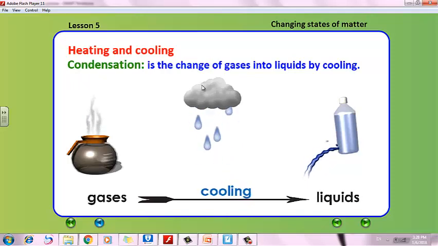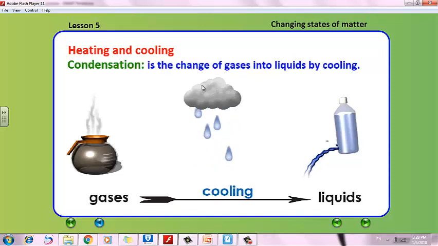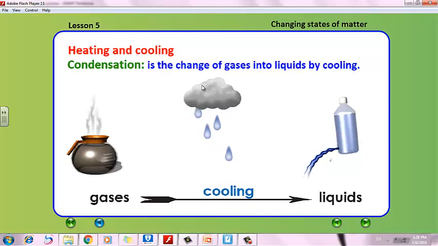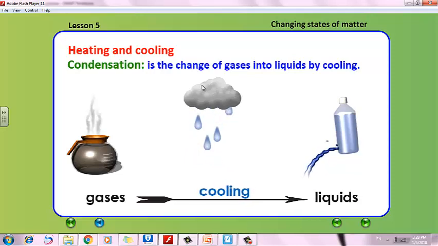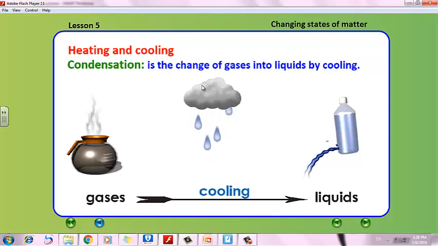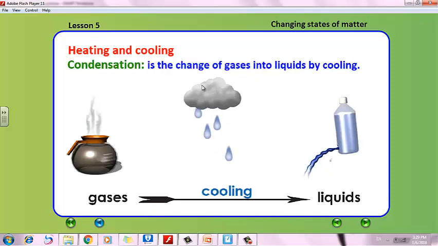We notice this process in our daily life while taking a shower with hot water. When the gas comes out of the hot water and touches the mirror or any glass or any cool surface in the bathroom, it turns back into water, and this is the condensation process.